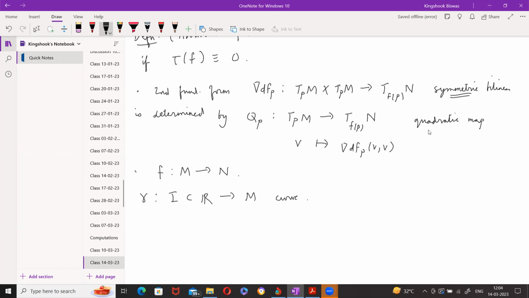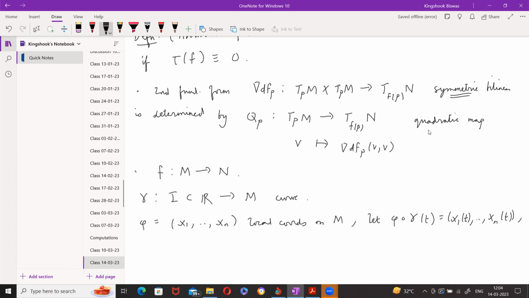So let me take phi equal to x1 to xn, local coordinates on M. And let me take phi composed with gamma of t. This is going to be given by functions x1 of t up to xn of t.